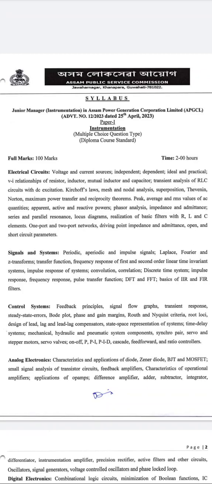Hello friends, APSC syllabus for the post of Junior Manager Instrumentation in Assam Power Generation Corporation Limited, that is APGCL, advertised number 12/2023, dated 25 April 2023. Paper 1, Instrumentation. This paper is based on multiple choice question type, diploma course standard. Full marks is 100 and time is 2 hours.